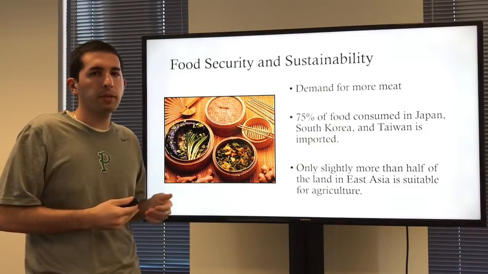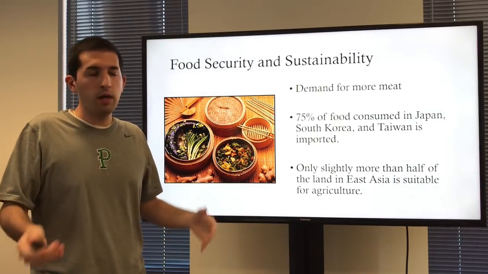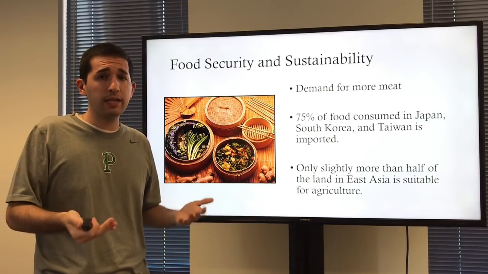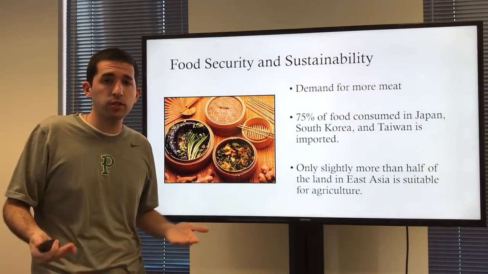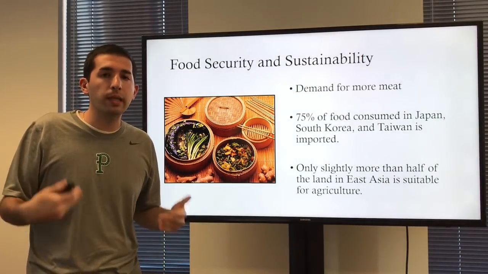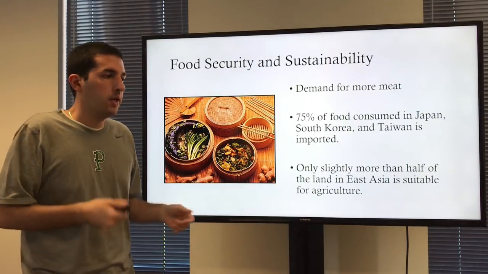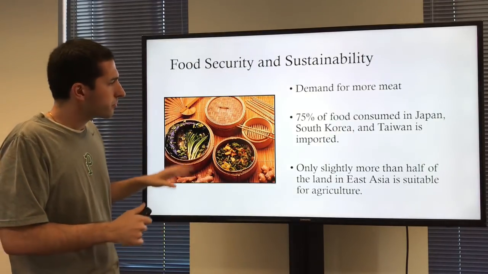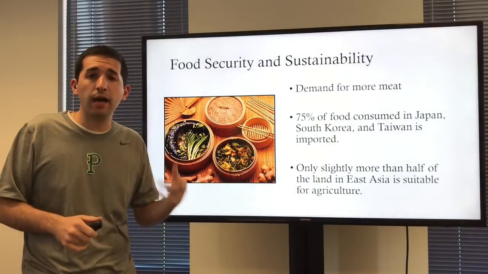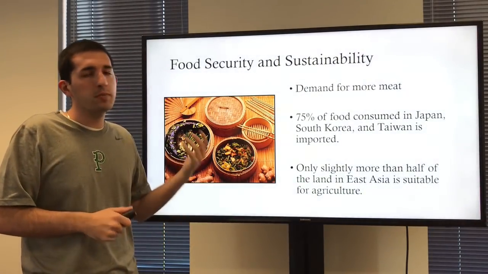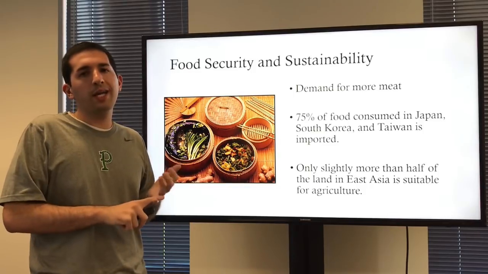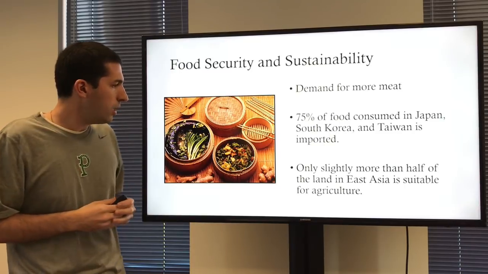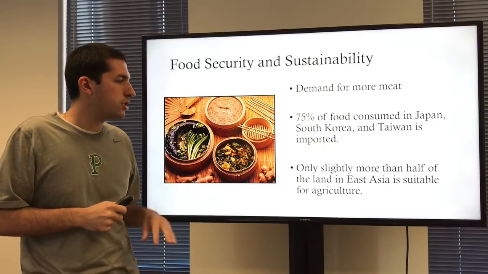It gets a bit more complicated when you're running out of room due to urban sprawl, with all these large cities sprawling out, especially on the coast. If you remember, this is the area where they need to farm because it's most conducive for agriculture. Conversely, it's where people want to live, where the cities are, and where growth is expanding. That's putting a constraint on resources in these localized areas. 75% of food consumed in Japan, South Korea, and Taiwan is imported. The U.S. is the largest importer of food in the world, with China and Japan at the 2 and 3 spots. Only slightly more than half of the land in East Asia is suitable for agriculture.